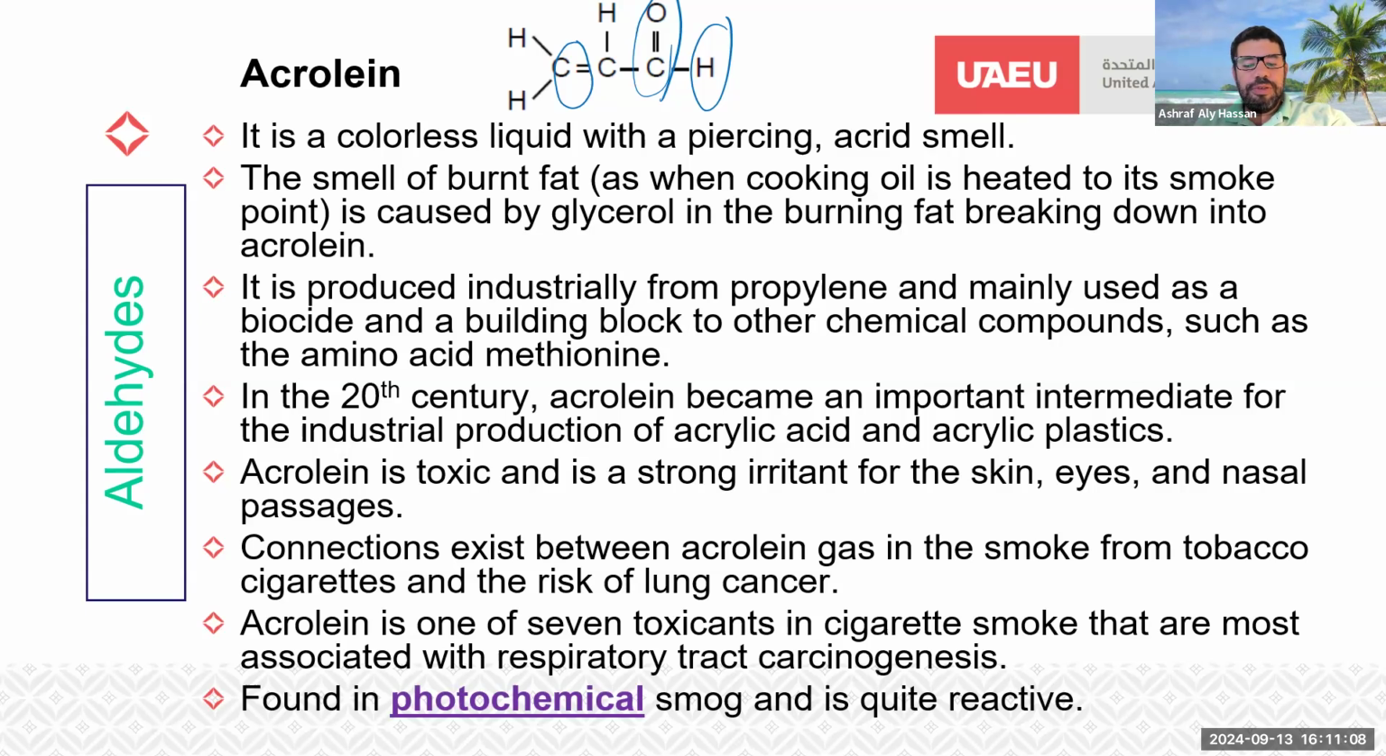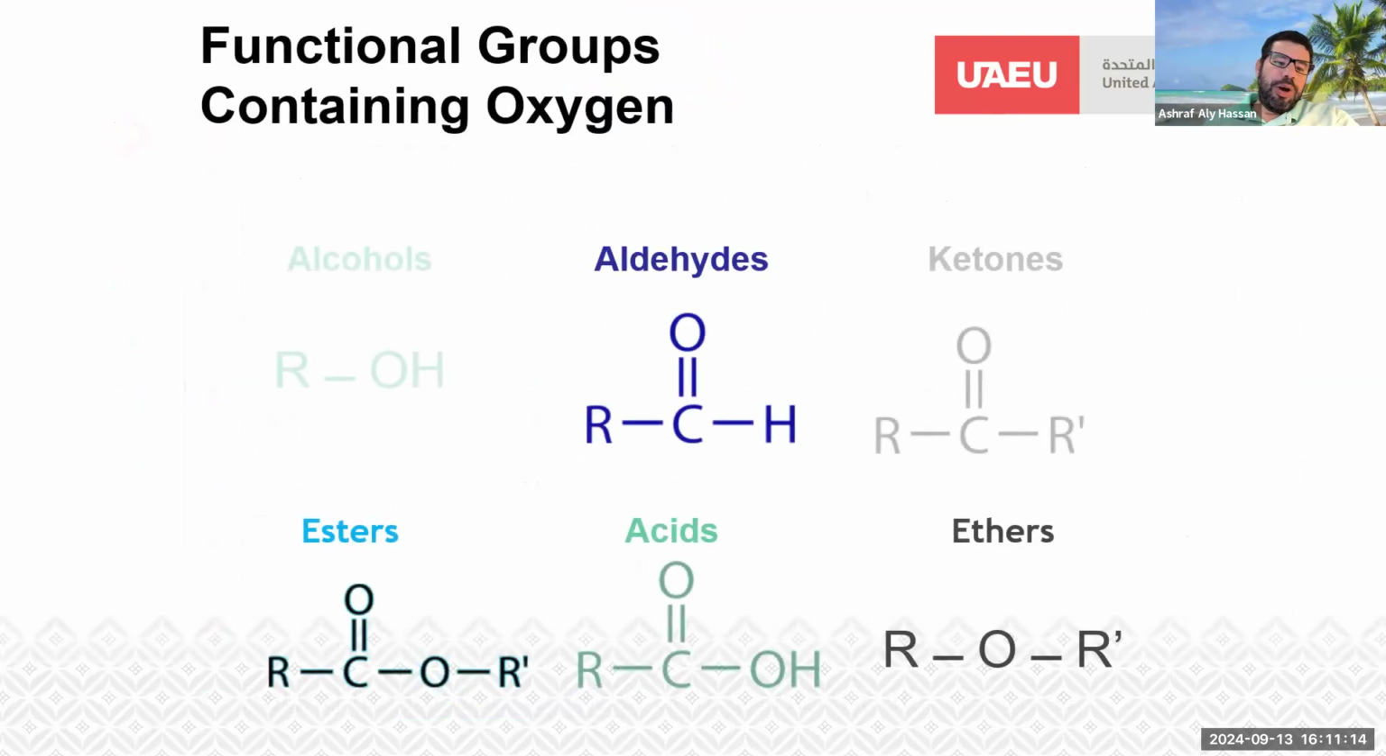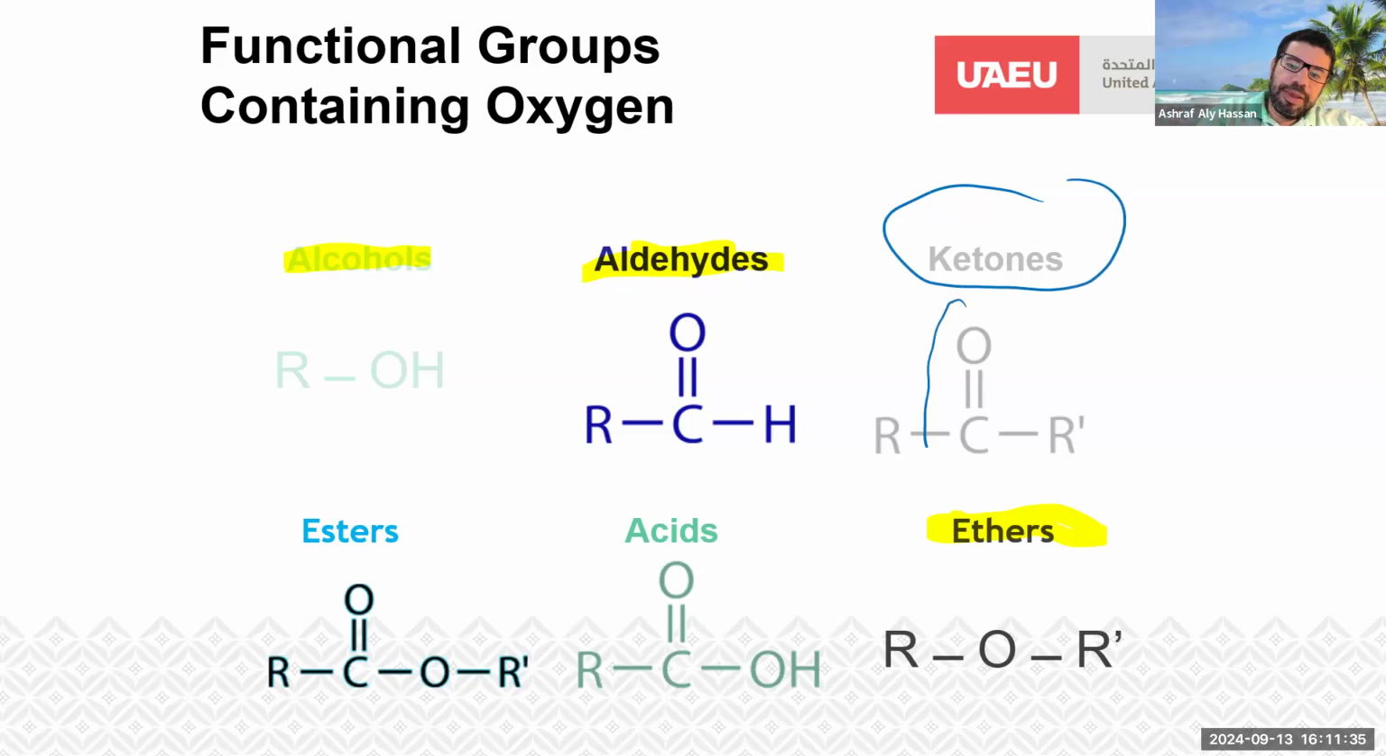So this concludes the aldehyde part. Let's go back now to our functional groups. We covered alcohols, aldehydes, and ethers. Next, we'll be talking about ketones, which have a carbonyl group connected to R and R dash from both sides, similar to ethers. So we can start watching this in a second.